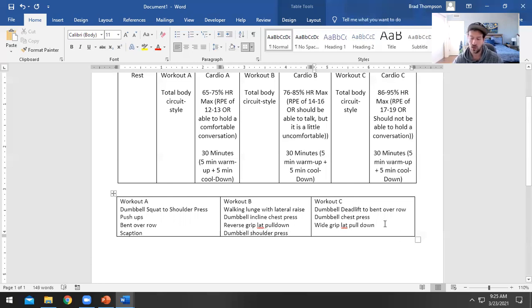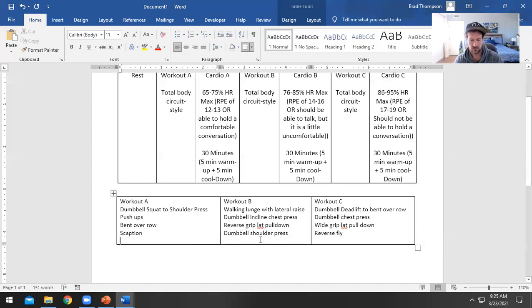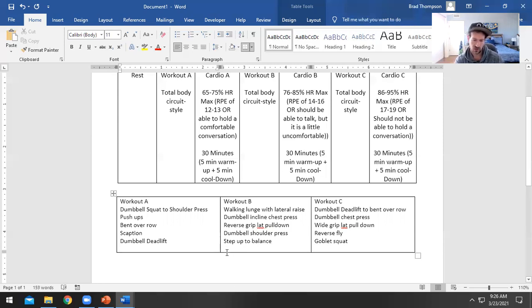And then over here, we'll go with reverse fly. All right, and then we got like a squatting, but let's go with a dumbbell deadlift. Let's go with a step up to balance. And over here, we'll go with a goblet squat. Right, get a little core in there.